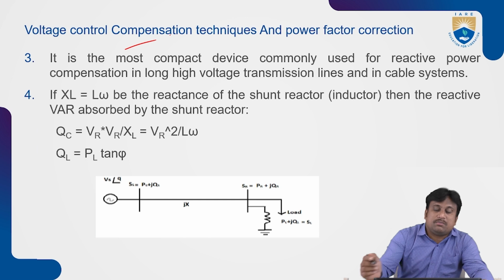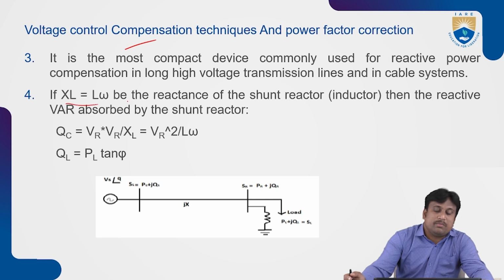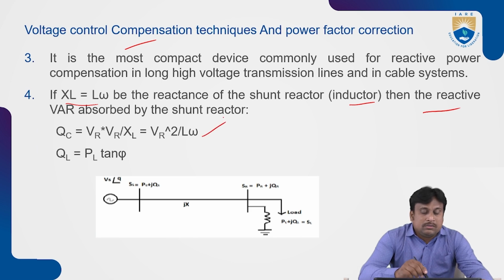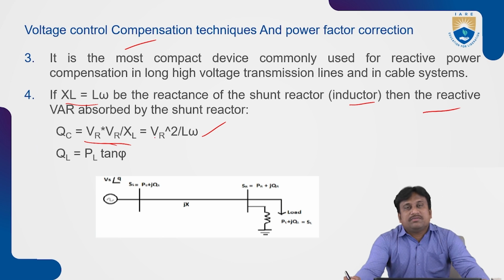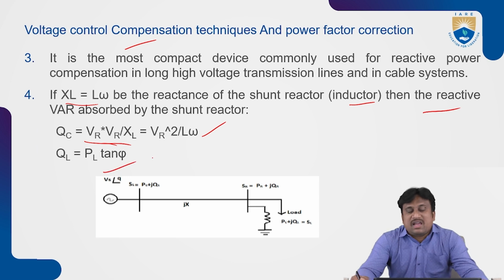So it is the most compact device, commonly preferred for reactive power compensation in long high voltage transmission lines and also in cable systems. If XL equals L omega is the reactance of the shunt reactor, that is the inductor, then the total reactive power absorbed, in reactive volt amps, by the shunt reactor is QL equals VR into VR by XL, as VR squared by L omega. Then QL equals PL tan phi.